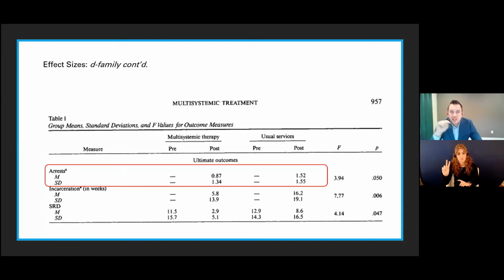So those are those two pieces of information. Then we have the standard deviations to collect. It's 1.34 for the intervention group and 1.55 for the comparison group. Okay, and the sample sizes aren't listed on this table, but I believe the authors stated the sample sizes in the text of the study. So we'd go ahead and collect that information as well.